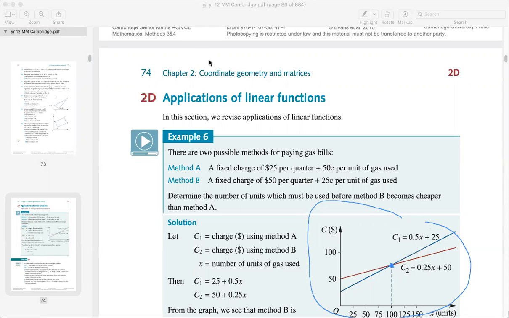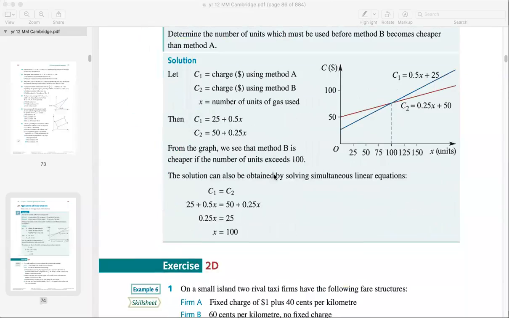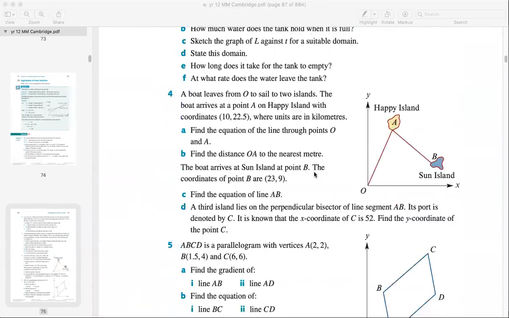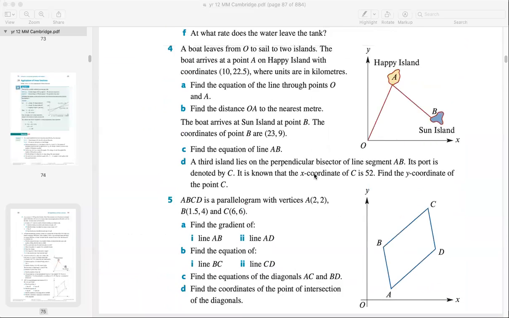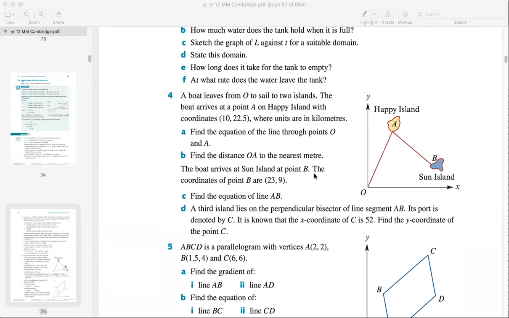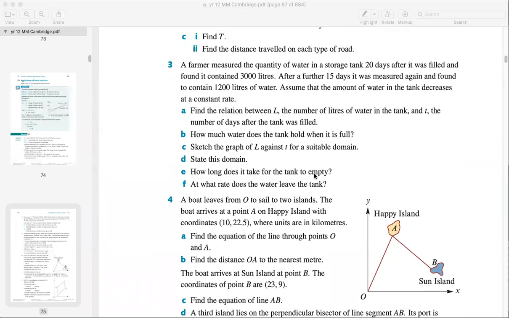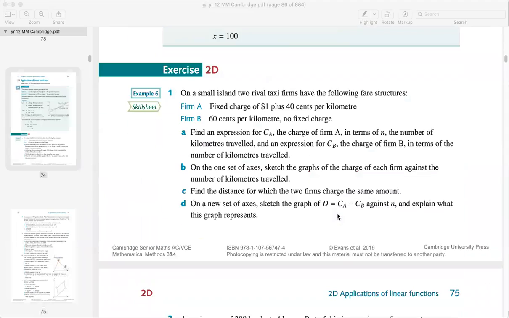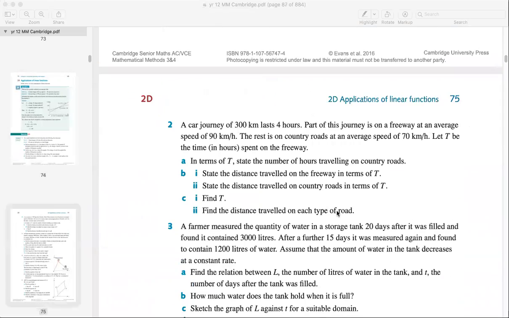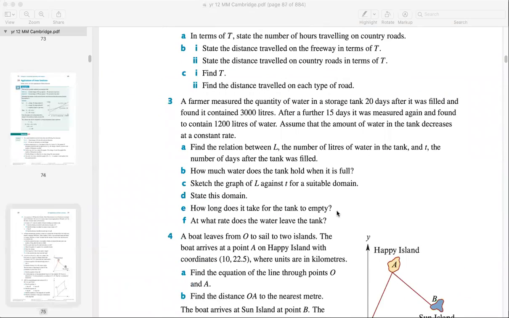Okay, let's keep going. Basically for 2D, they only give you one example and the rest are purely exercises. So it's essential for you to understand the questions and form the linear functions. Then you can calculate the unknowns.